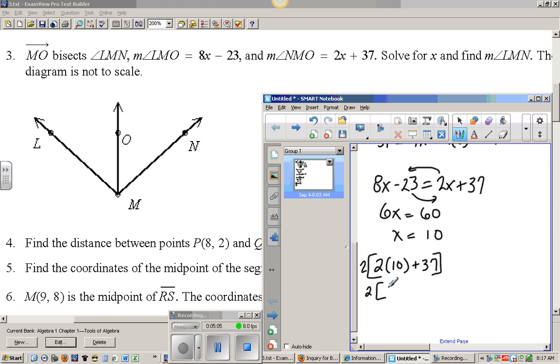So what do we have? 2 times 20 plus 37. 2 times 57. So then therefore the measure of the angle is 114.